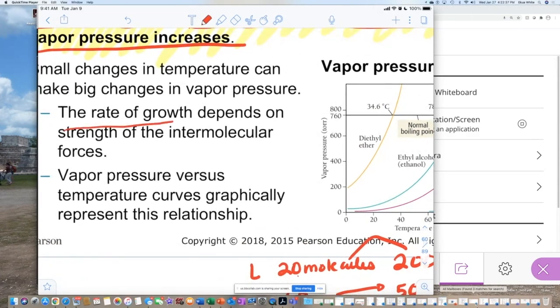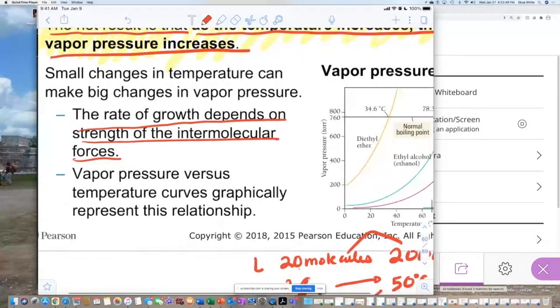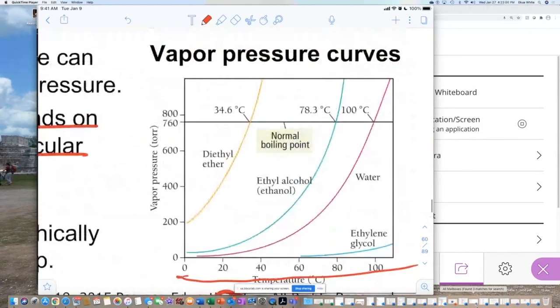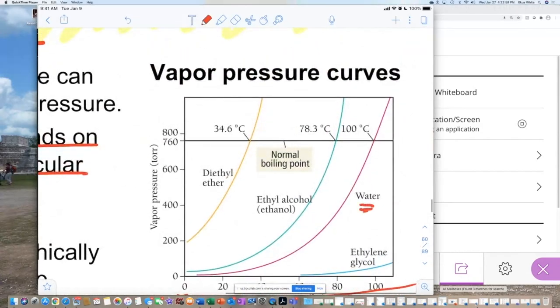The rate of growth, once again, depends on the strength of the intermolecular forces. So if you have stronger intermolecular forces and you're trying to apply heat to accomplish something, you have to apply more heat. Okay? This shows you once again the graphical relationship. You see how you have to apply a lot of heat with water? Because remember, water has that hydrogen bond.